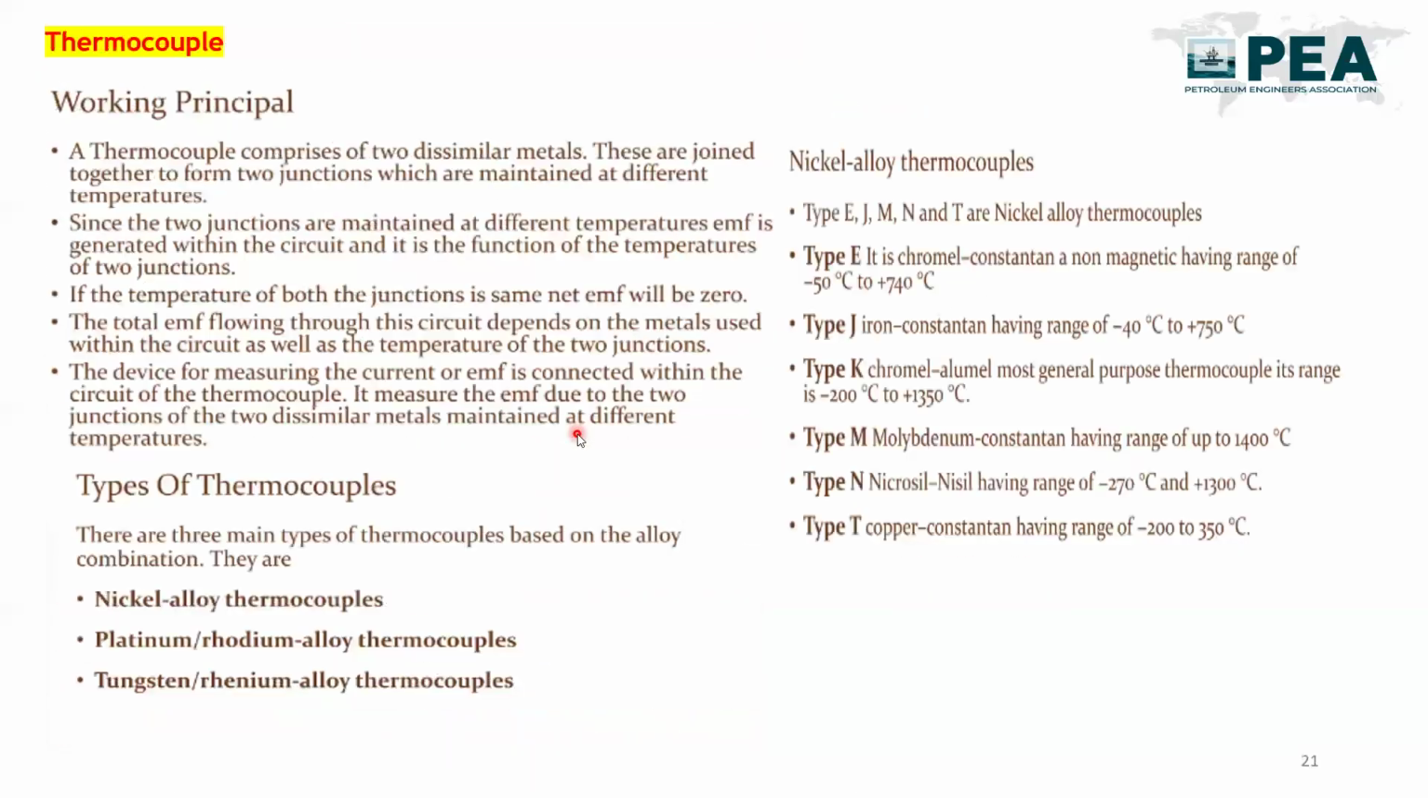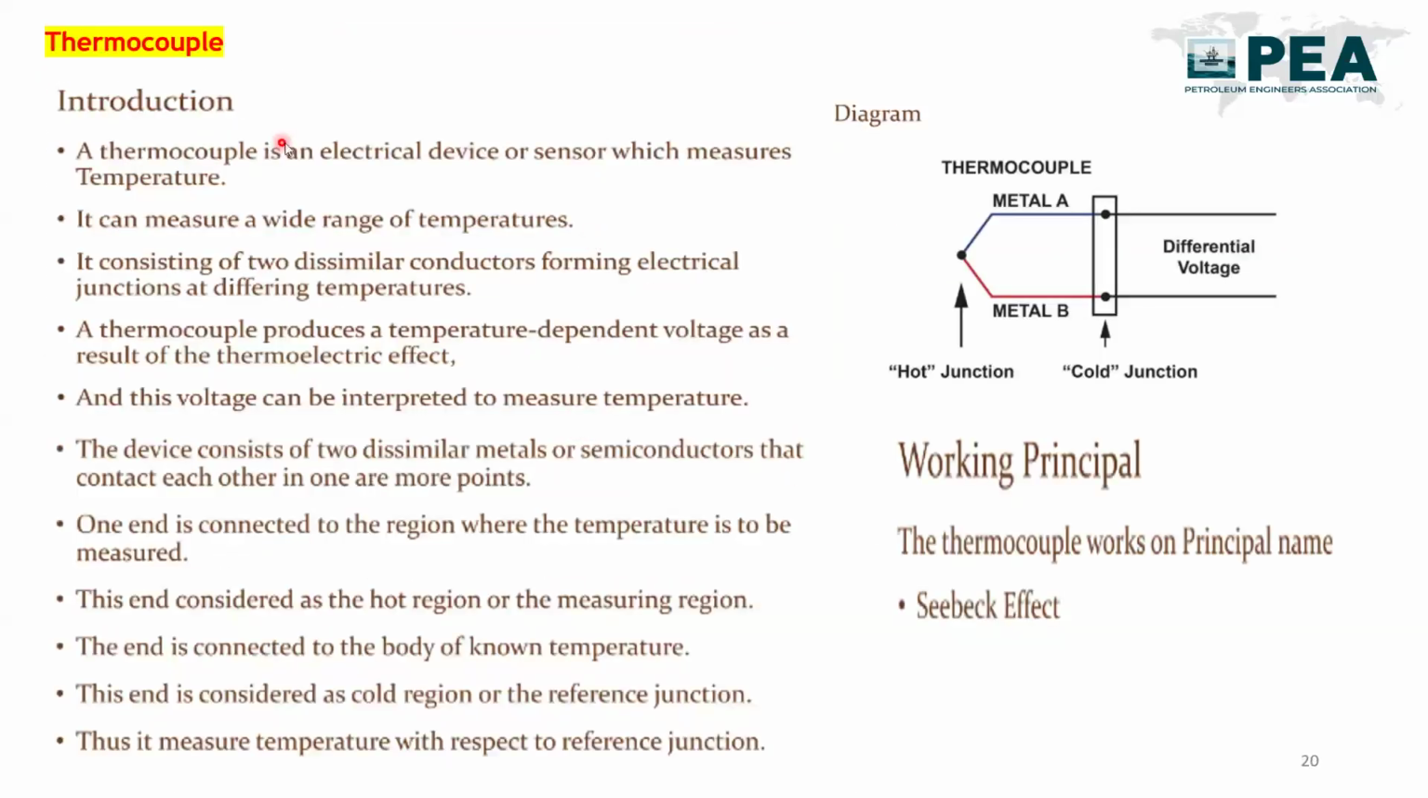So if you have a temperature of more than 550 degrees Celsius, in that case we can go with the thermocouple. So what is a thermocouple? A thermocouple is an electrical device or sensor which measures temperature. It has a very wide range of temperature measurement. It works on the principle of the Seebeck effect, and it consists of two dissimilar conductors forming an electrical junction at different temperatures. These two different metals are connected at a point and form a junction. This junction is called the hot junction and the other is called the cold junction. The thermocouple produces a temperature-dependent voltage as a result of the thermoelectric effect.